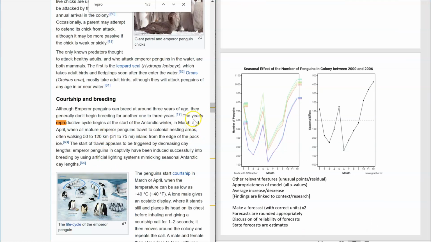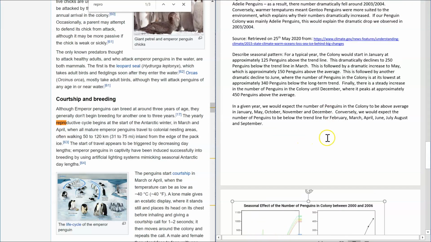So the reproductive cycle of the penguin starts in March, and believe it or not, March is this point here. At this point, all the mature penguins travel to nesting areas, and that probably explains this big jump here. So between March and May, all the mature penguins who are ready to mate are going to make their way to the colony. So that's probably a good explanation of March to May. So let's start writing this down.